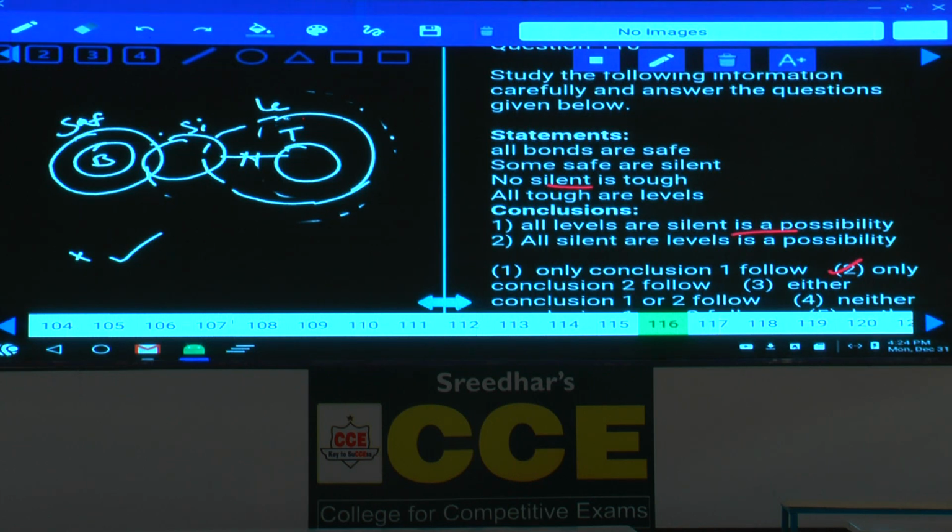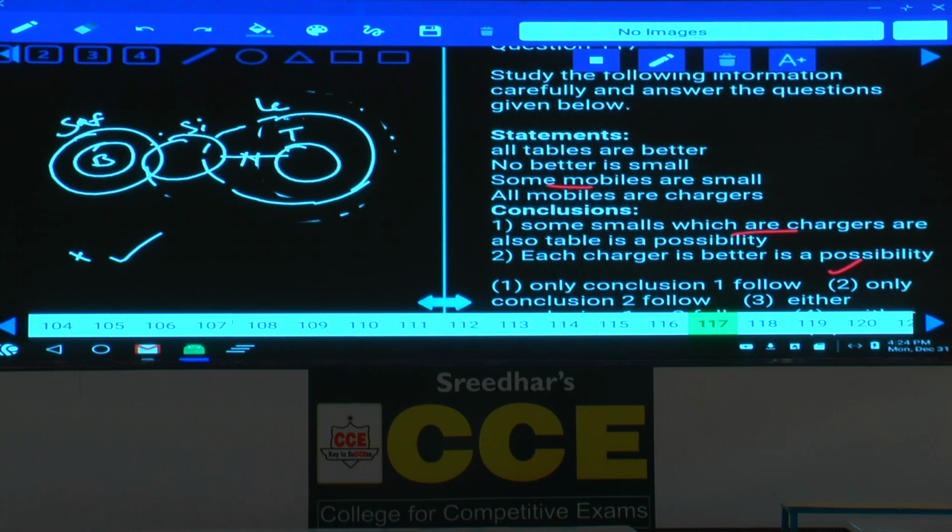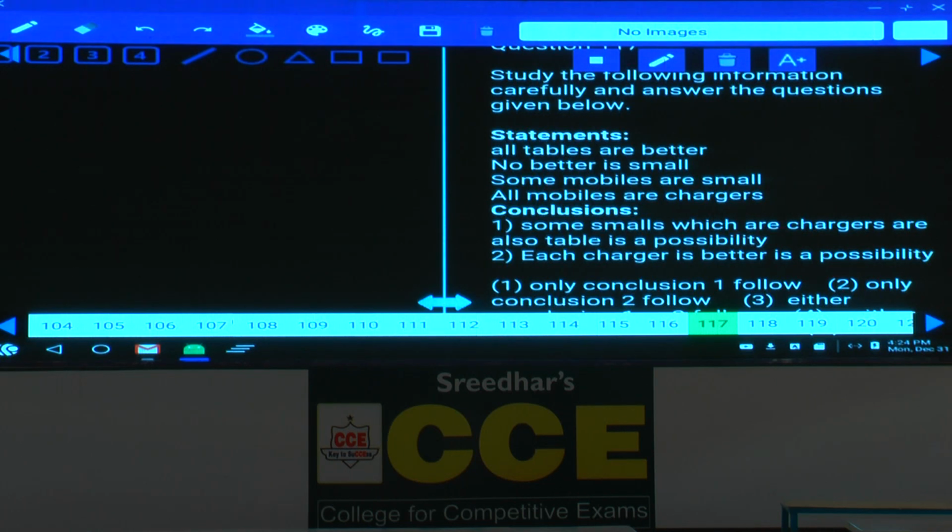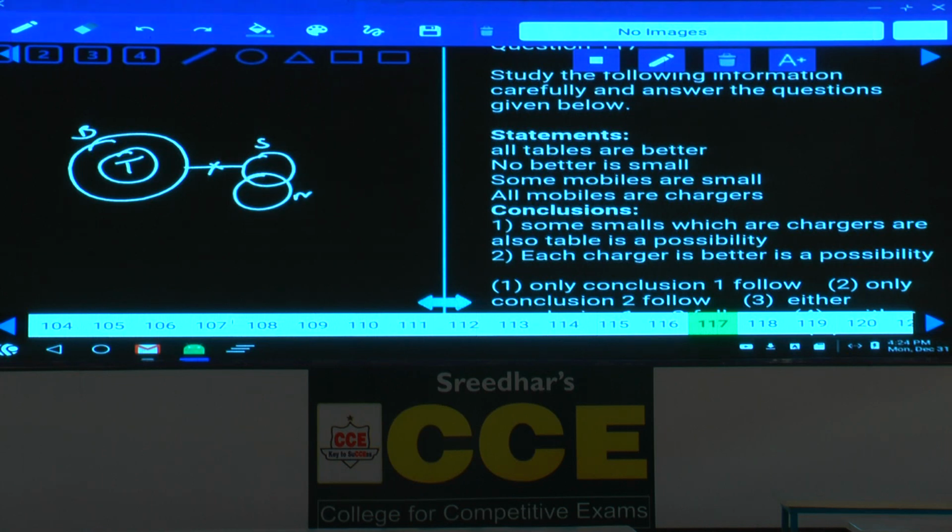Then 117. Now in this question number 117, all tables are better. And next one, no better is small. All tables are better, no better is small. And some mobiles are small, and all mobiles are charges. Now this is the basic diagram here. All tables are better, no better is small, some mobiles are small, and all mobiles are charges.